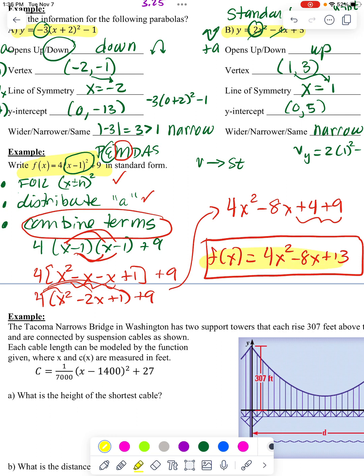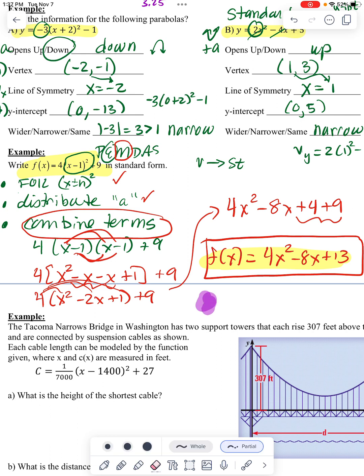So this parabola is the exact same one that I started with up here. This one and this one are identical. It's just one is written in standard form and one is written in vertex form.